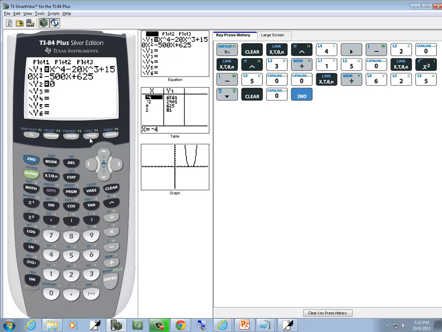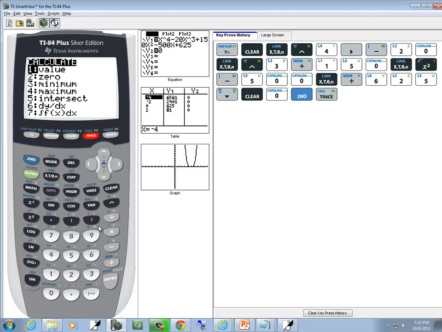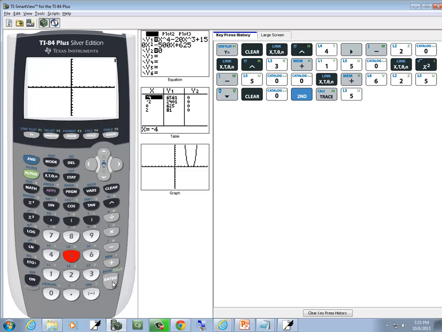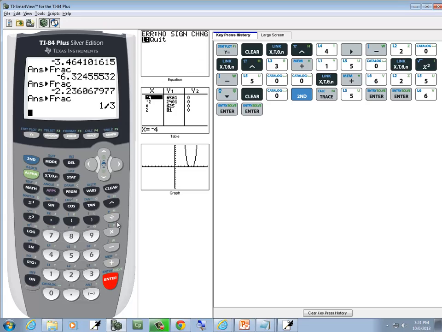Then I'll do second trace. I want to choose intersect. And 1, 2, 3, 4, 6 maybe. I'll press enter on first curve, enter on second curve, and let me put 6 in for the guess. That's not a promising sign there. Okay, error, no sign change.